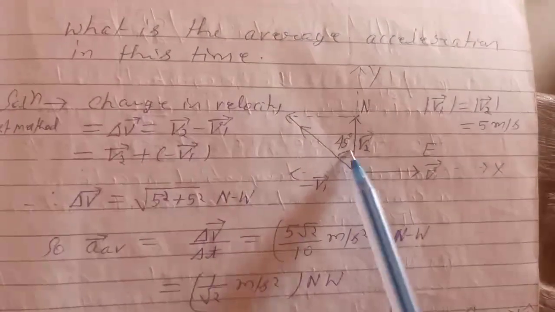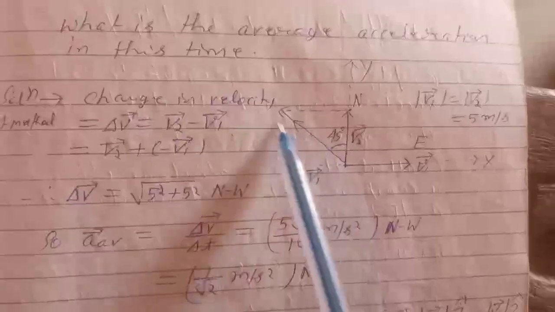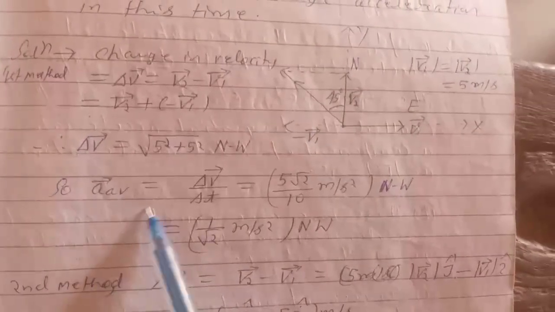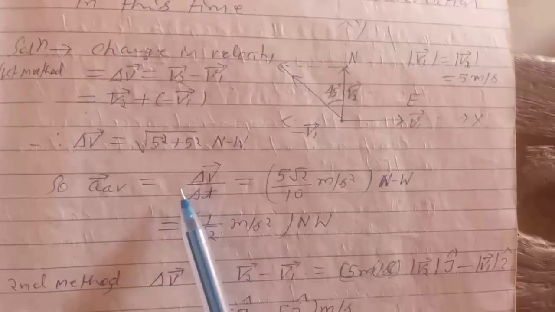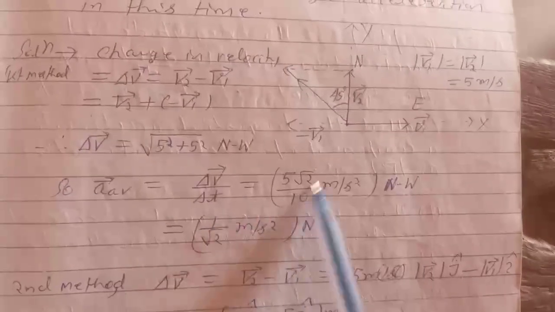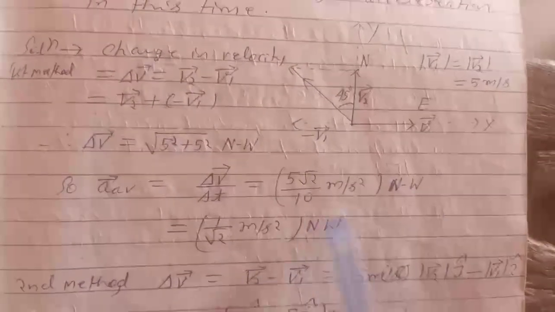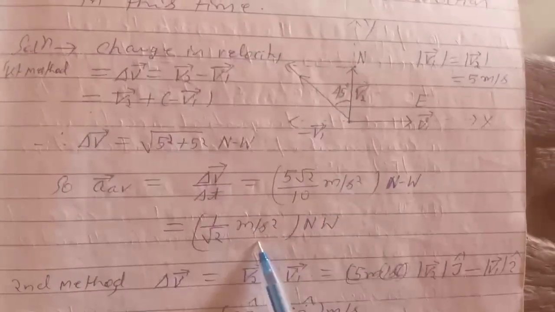If this is 45 degree, then this direction is called northwest direction, or west-north direction. So average acceleration a vector average equals delta V by delta t, which is 5 by root 2 by 10 meter per second square northwest, or 1 by root 2 meter per second square northwest.